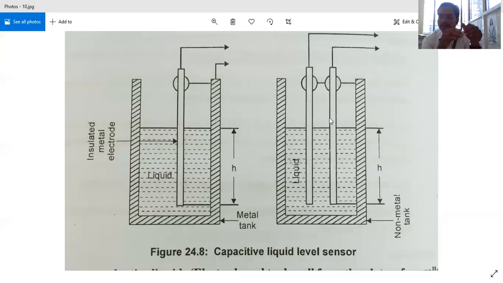For non-conducting type, the liquid itself is a dielectric medium. In conducting type, insulation is the dielectric medium. This is the only major difference. And the remaining, you have a metal tank or a non-metal tank. It goes with whether it is a conducting type of liquid or non-conducting type of liquid. That's it.